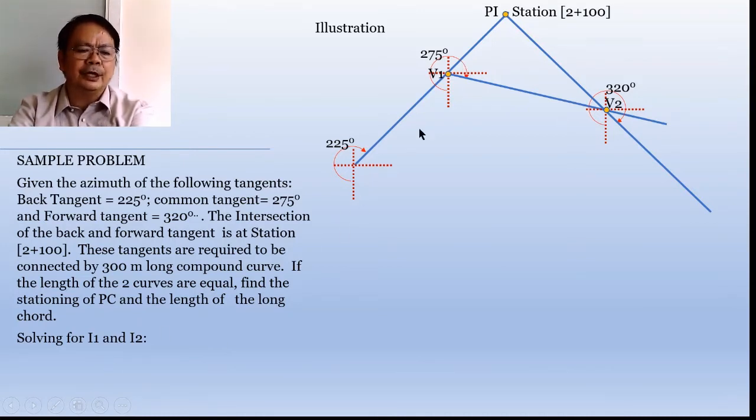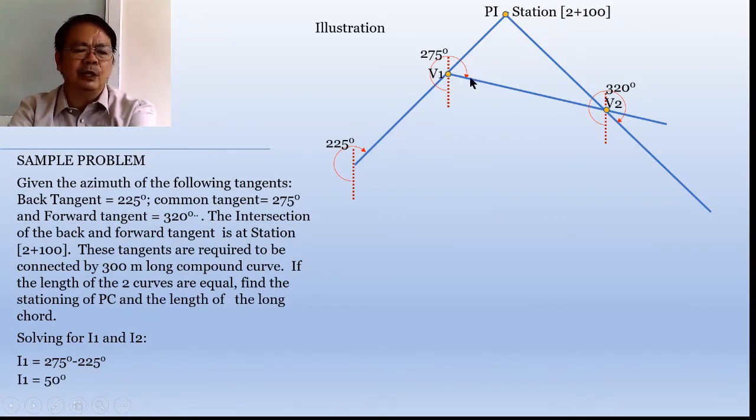Because we are already given the directions of the tangents, we can solve for I sub 1 and I sub 2. Let's start with I sub 1. Tingnan natin itong angle nito, di ba? I sub 1 actually is the difference between the direction of the common tangent minus the direction of the back tangent, and that is equal to 275 minus 225. That gives us a value equal to 50 degrees. So makapit itong angle na ito ay 50 degrees.